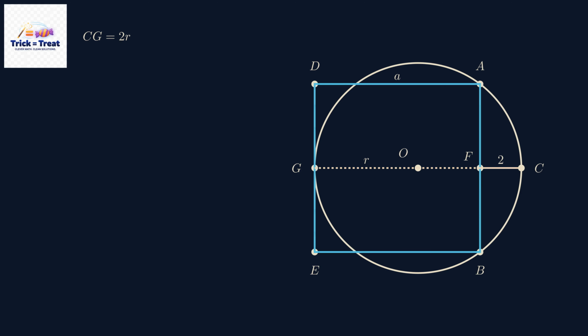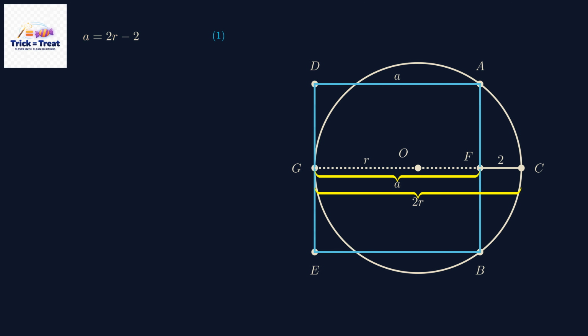Here's our first major insight. The line segment GC represents the diameter of the circle, so its length is 2R. But look at the geometry. The diameter is also made up of the square's side, GF, which is A, plus that little gap we were given, FC, which is 2. So we can write our first equation, A equals 2R minus 2. Let's call it equation 1.